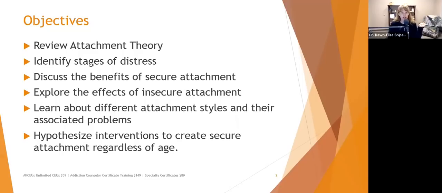Identify stages of distress that a person experiences when there is a threat to their attachment. Discuss the benefits of secure attachment. Explore the effects of insecure attachment. Learn about different attachment styles and their associated problems. And hypothesize interventions to create secure attachment regardless of age. And I'll jump ahead, a little foreshadowing here. Even Bowlby agreed that attachment style can be intervened with or can be fixed, if you will, in adults, even if their primary attachment wasn't there. So it's not a lost cause.